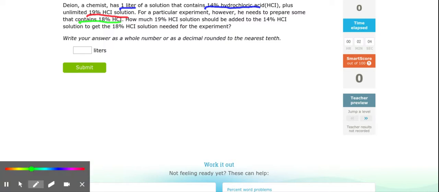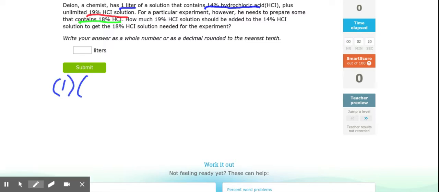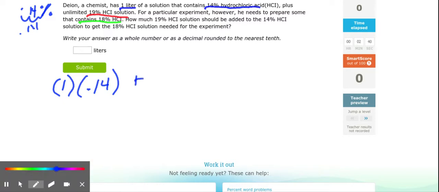So the thing with this is we have 2 different solutions and you're trying to mix them to make a certain percent. So what we do is we're going to take what we know. So we have 1 liter of 14%. So 1 liter times 14%. And whenever we have percents, you need to rewrite it as a decimal by moving the decimal place over 2 places. So that's 0.14. So 1 liter times 14% plus.